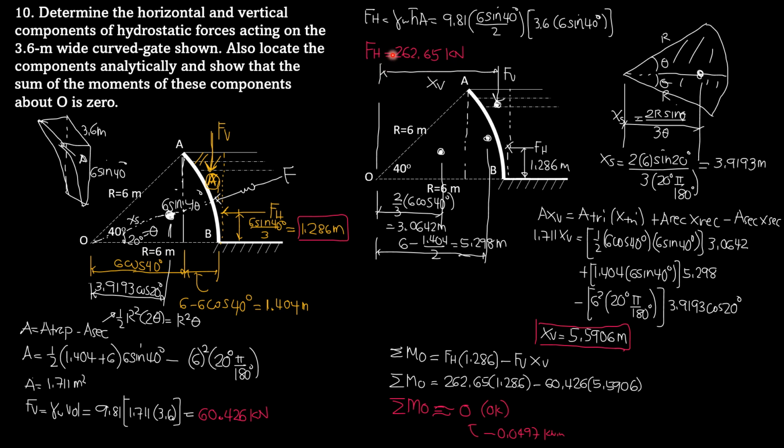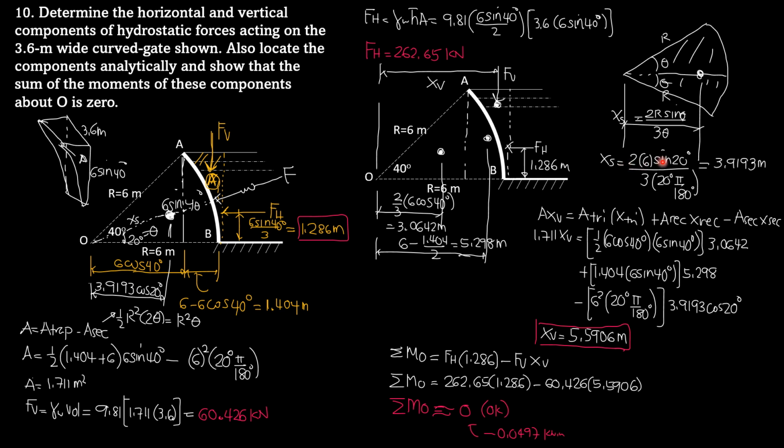Now for the location, we have located FH at 1.286. Just for FV, I'll call that X sub V. So we can solve X sub V applying the principle that summation of moments about O equals 0. So that's the best way. But since the instruction is analytically, I'll use the location of the centroid of the sector and apply Varignon's theorem.